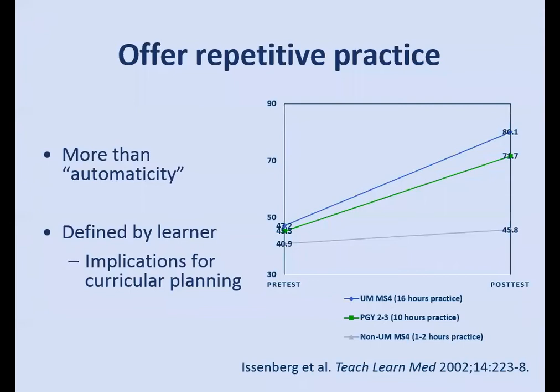Another study that was done with Harvey and UMedic demonstrates similar results. In this study, we had fourth-year medical students at the University of Miami, UM. We had a comparison group of fourth-year, final-year students at non-University of Miami medical schools in the US. And we also did some training with residents in internal medicine. PGY stands for postgraduate year 2 and 3 internal medicine residents.